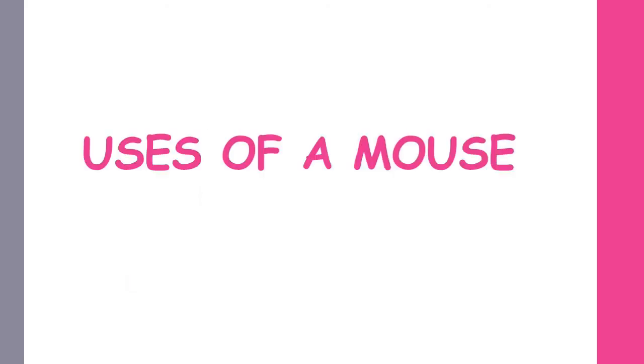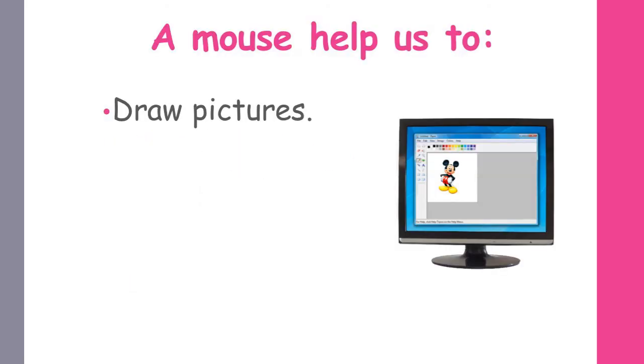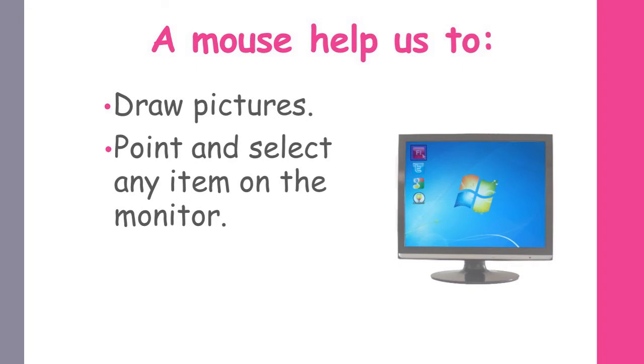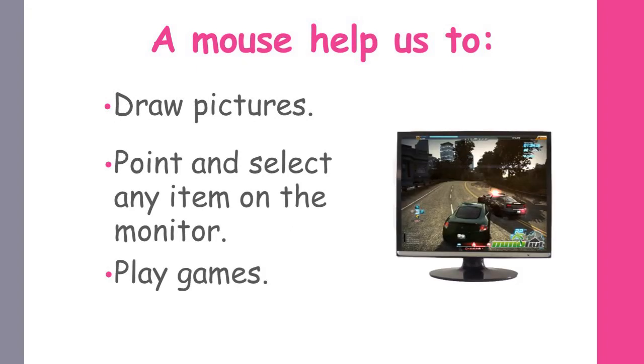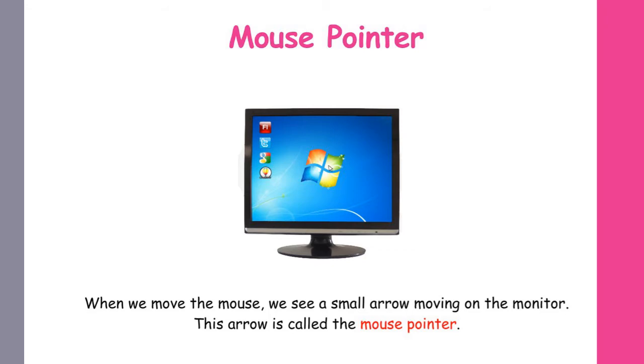Uses of a mouse. A mouse helps us to draw pictures, point and select any item on the monitor. It also helps to play games. When we move the mouse, we see a small arrow moving on the monitor. And this arrow is called mouse pointer.